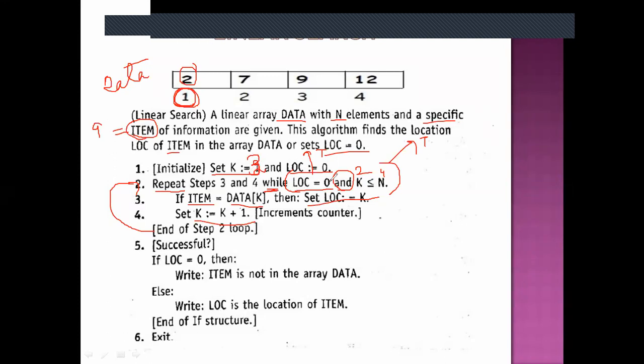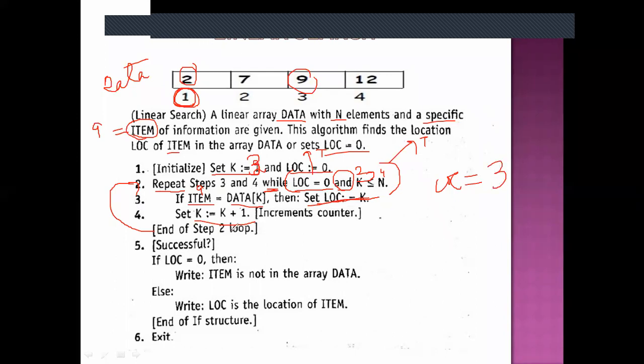Again, I'm coming over here. Again, I'm checking location is 0, and yes, and 3 is less than or equal to 4. Yes. Now check, what is item? 9. What is data of k? That is also 9. If both are true, I'm saying location is equal to k. Location will become 3. K is 3. So location is 3.